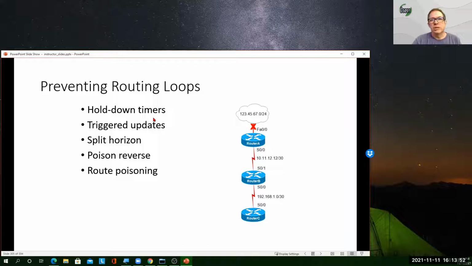So none of these things are as important in EIGRP or OSPF as they were in RIP. So you still have a split horizon rule. That's important. You still have the idea of route poisoning, but because of their speed of communication, it doesn't cause the long delays like it did in RIP.